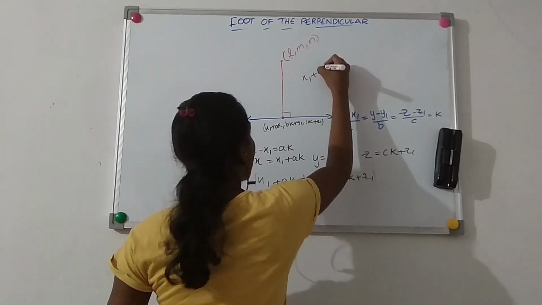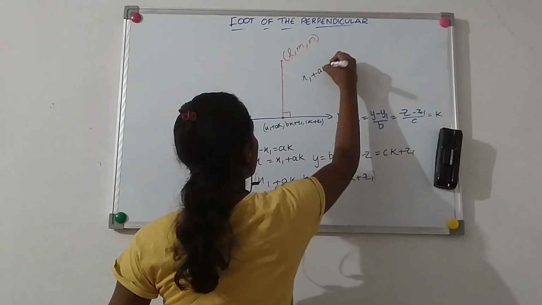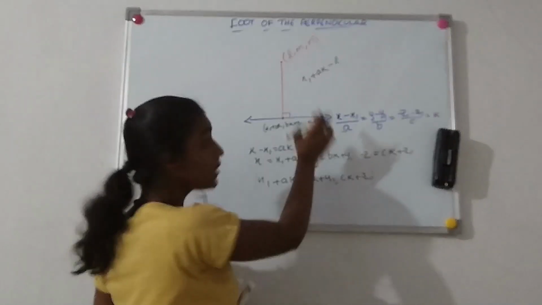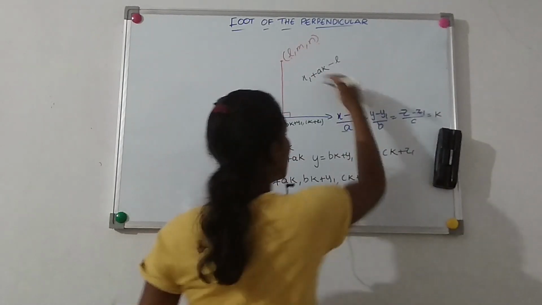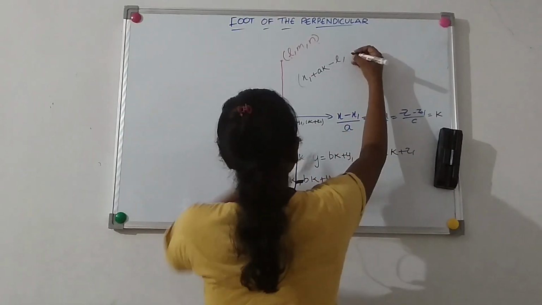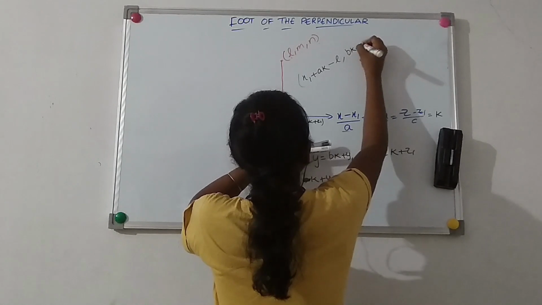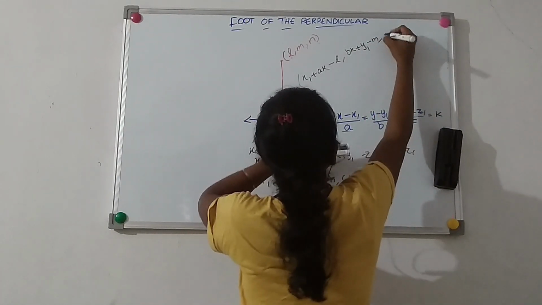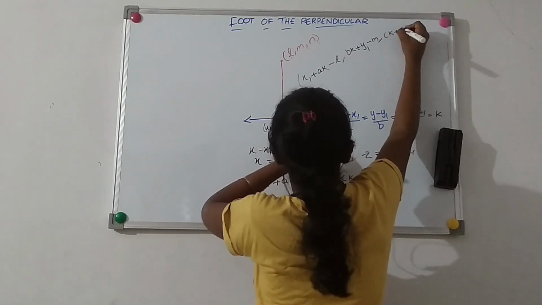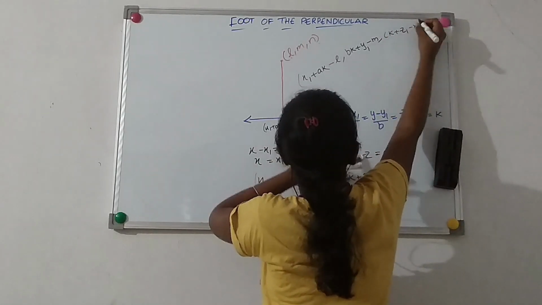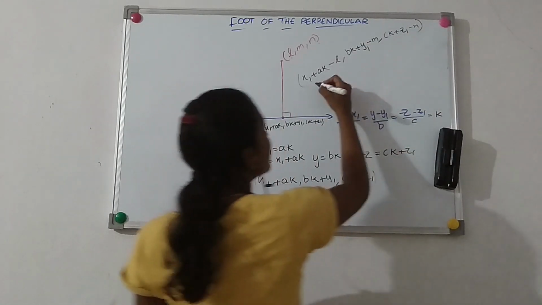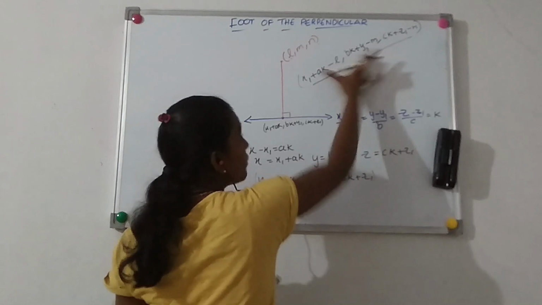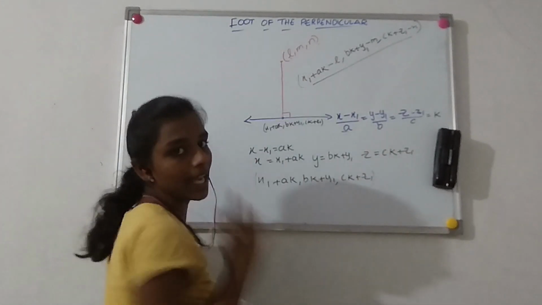x1 plus ak minus l, this is x2, y2, z2, x1, y1, z1. Okay. Comma, bk plus y1 minus m, comma, ck plus z1 minus n. Okay. So this is the set of DRs of this perpendicular line.